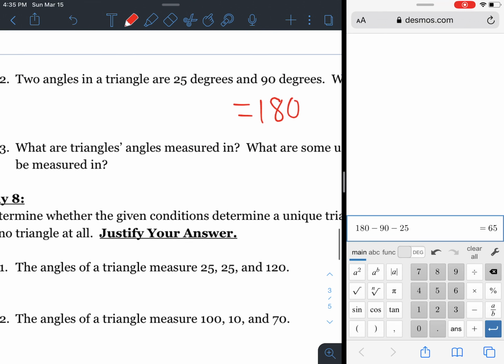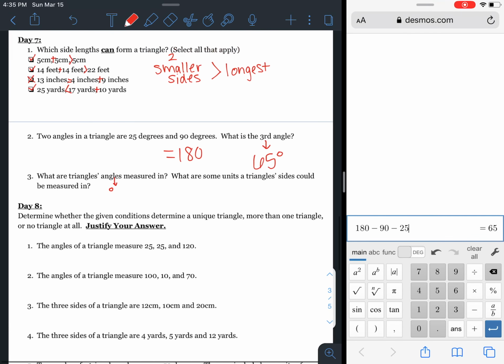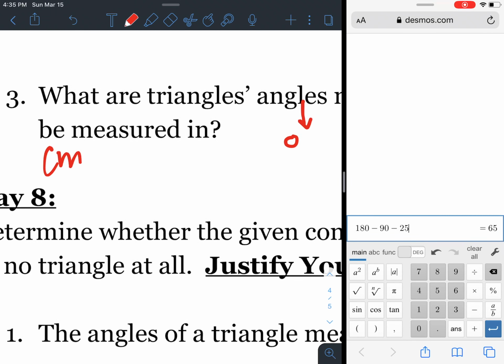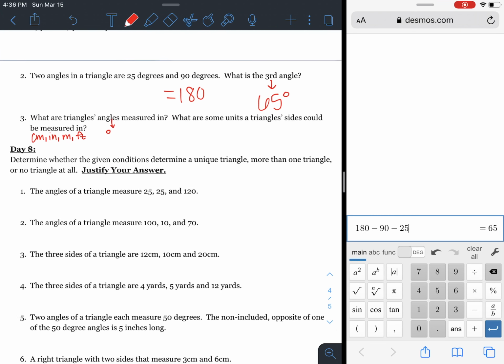Last one for today. What are triangles' angles measured in? Those are always degrees, every single time. And some units at the sides could be in centimeters, inches, meters, feet, anything like that. So angles are always degrees. The sides would be something like centimeters or inches.